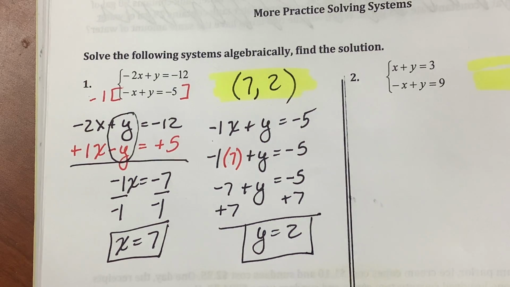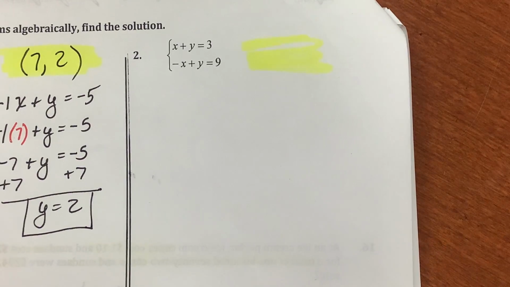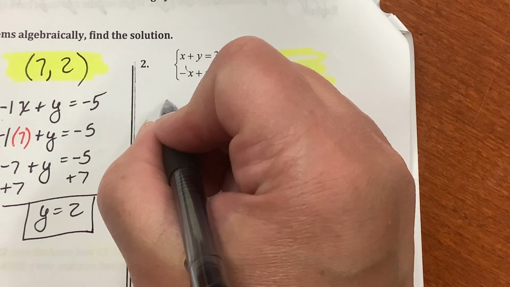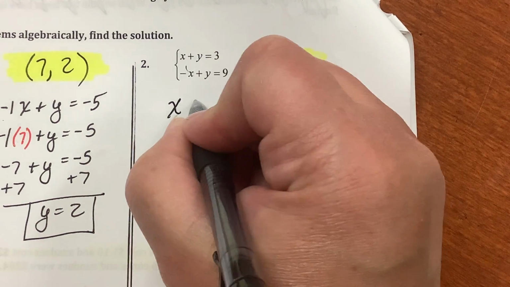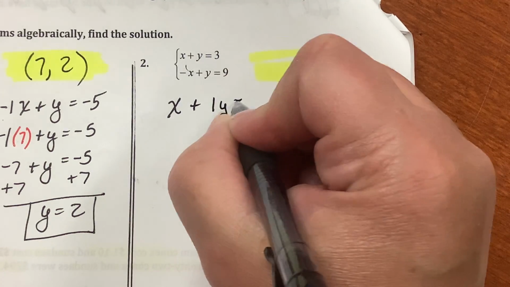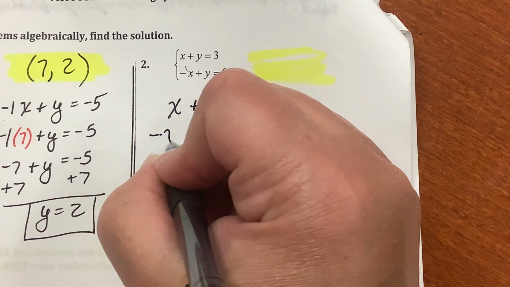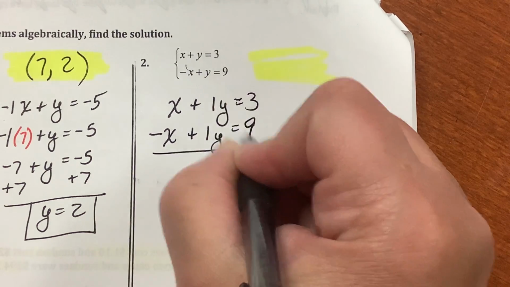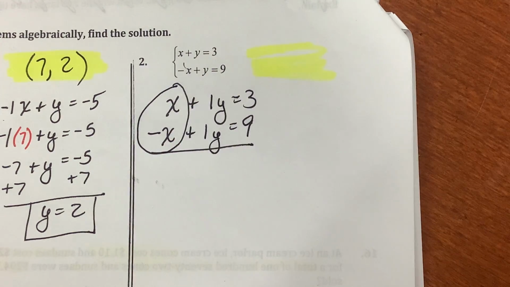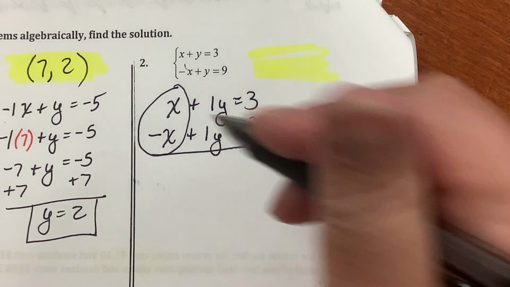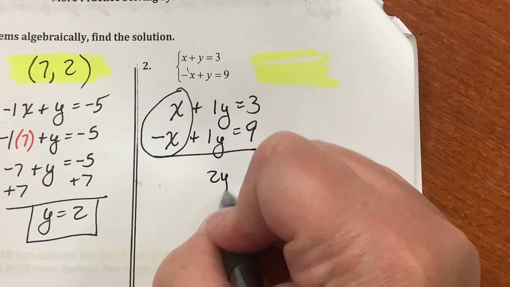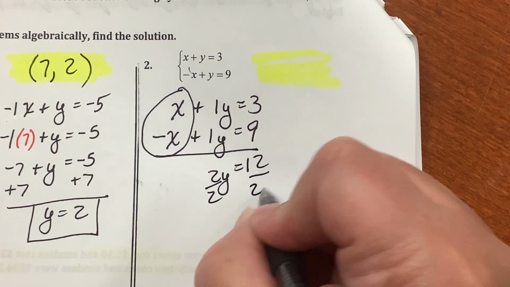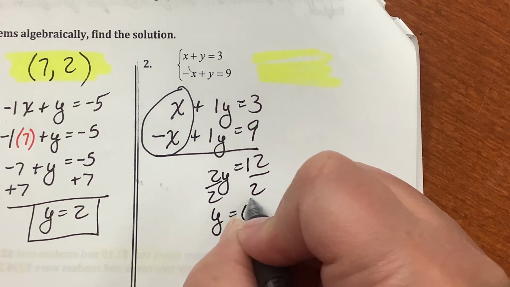All right. The next one, they already have the same variable and opposite signs, and I just wrote all over it. So I have x plus 1y equals 3. Negative x plus 1y equals 9. These get eliminated because same variable, opposite signs. 1 plus 1, 2y equals 9 plus 3 is 12. Divide by 2, divide by 2, y equals 6.